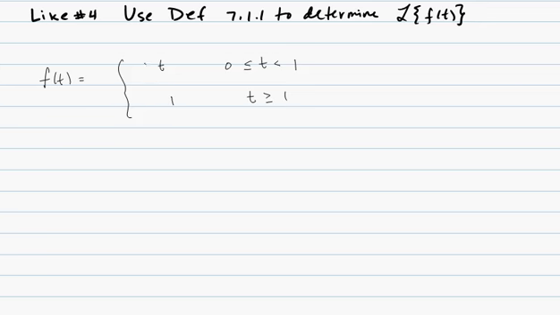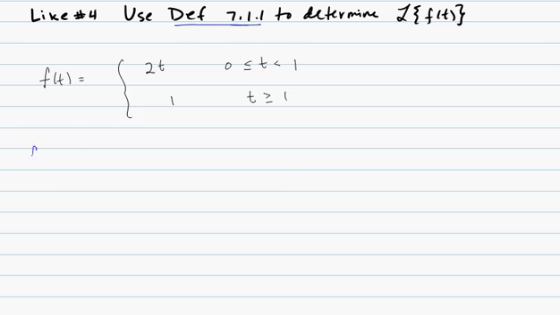This is an example similar to number 4 in the textbook, section 7.1, in which we want to use the definition of Laplace transform in order to obtain the Laplace transform of a function. In this case, we have to use the definition, because we have a piecewise defined function, and we cannot use any of the tables in order to find these Laplace transforms. We have to use the definition, which is given in definition 7.1.1.